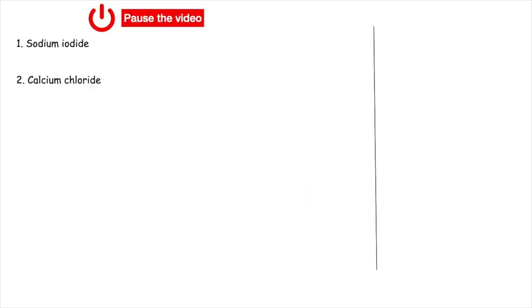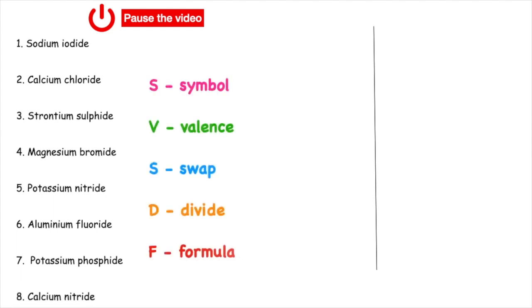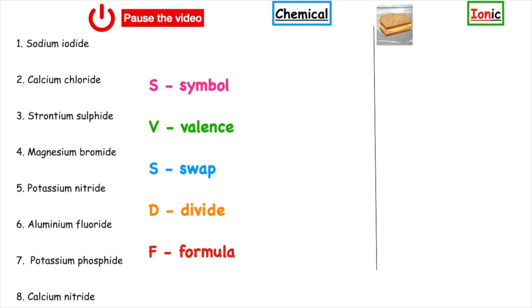So here I have 8 examples for you to have a go at writing the chemical and ionic formula for. They all end in "ide." Remember, the D stands for double, so we should only have 2 different elements which will be found in the periodic table. So if you want to pause the video, when you are ready, you can resume and the answers will pop up.